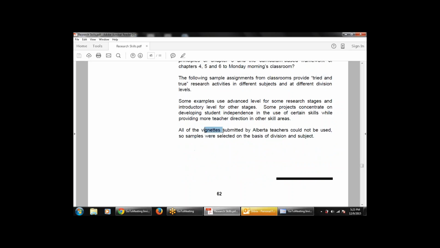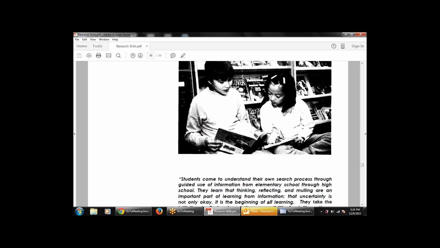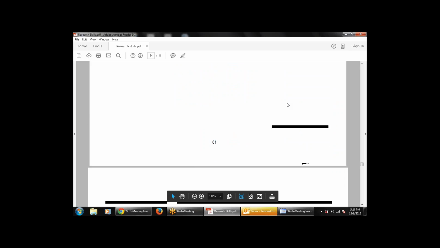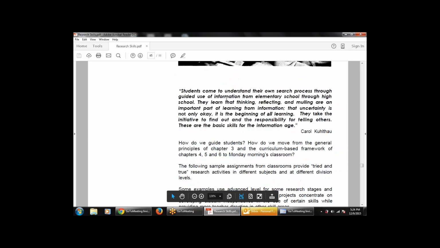And not all of the vignettes submitted by Alberta teachers could be used. So samples were selected on the basis of division and subject. That means teachers are dividing the concept or topic into various parts, dividing the main work into sub parts.